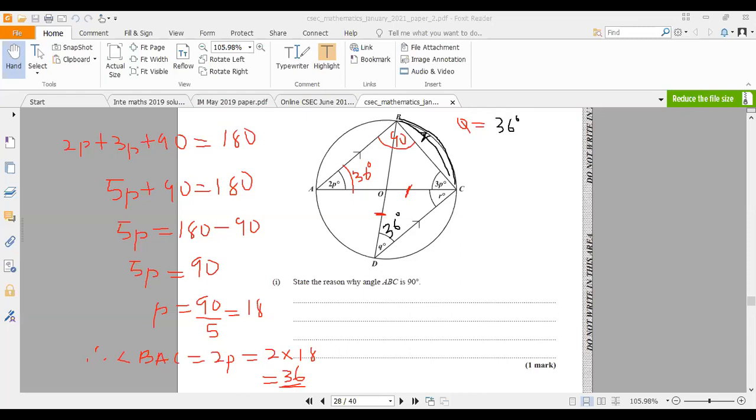Then you have to justify it. So how do I justify it now? I'm going to say that angles at the circumference sharing the same arc segment are equal. Then that's my justification. Clear?